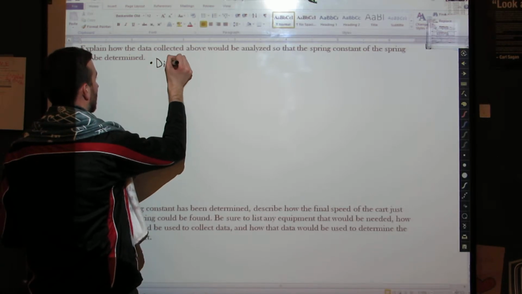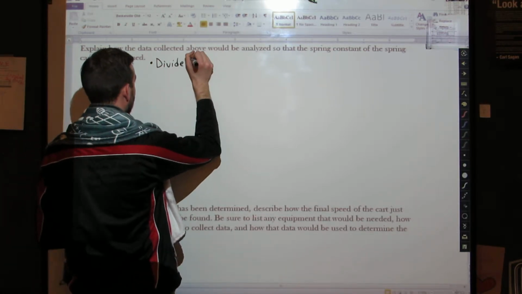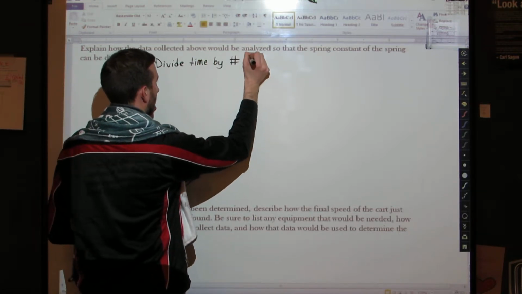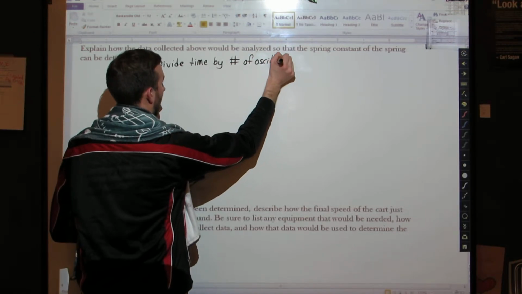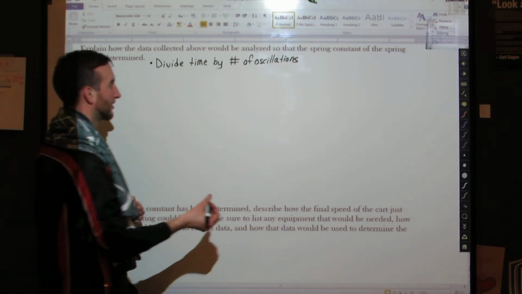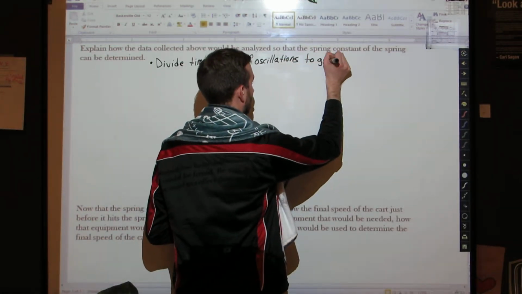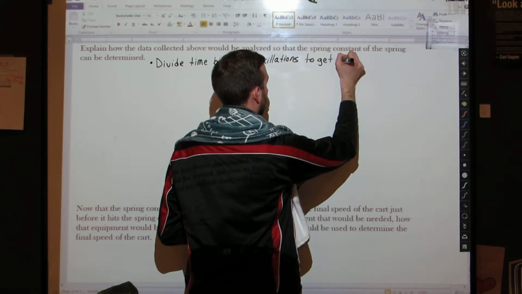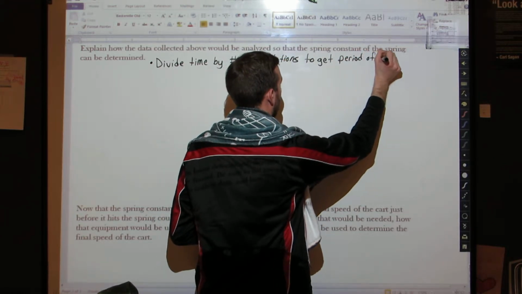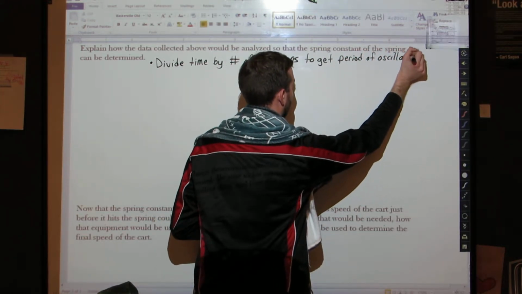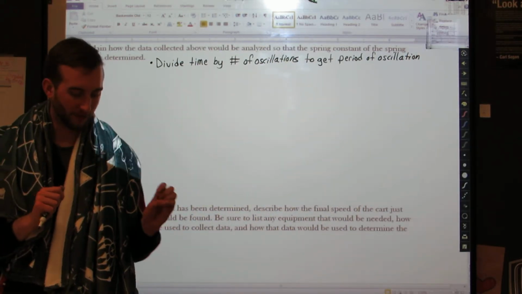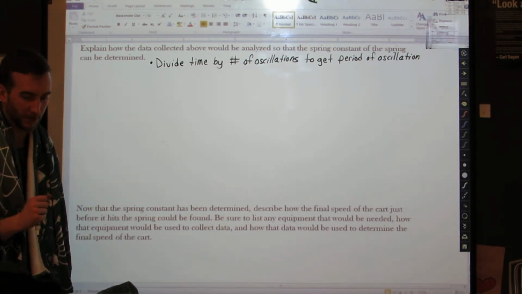We're going to divide each time by the number of oscillations that happened while we were timing. That will give us the actual period of oscillation for this particular mass on this particular spring. So first thing, we get the time for one oscillation, just the regular old period of oscillation.